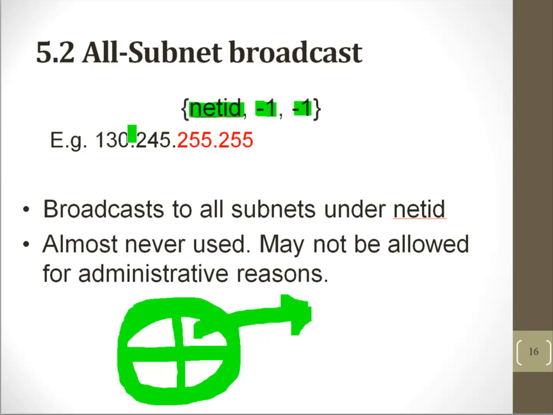Only the network part I'm taking as it is. The subnet part, all the 8 bits, I'm going to make 1. And then for the host also I'm going to make everything 1. So 130.25.255.255. This is going to be the all subnet. I'm not mentioning first subnet, second subnet, third subnet. I just remove that and make everything 255. Now this is going to be the all subnet broadcast.